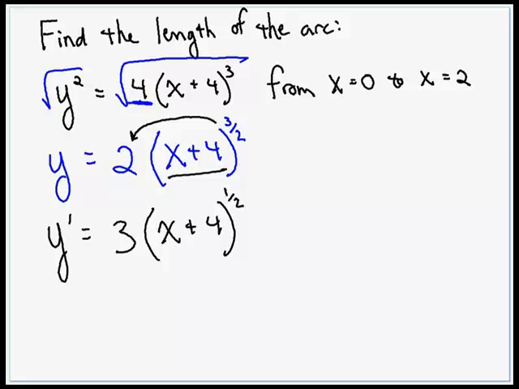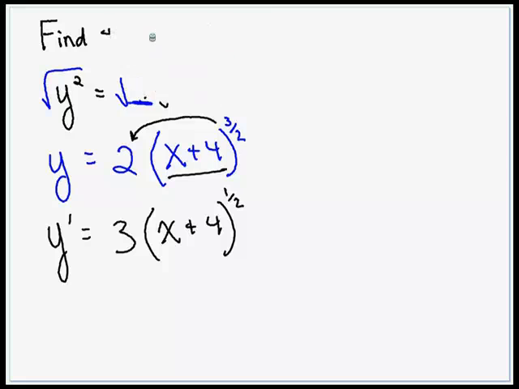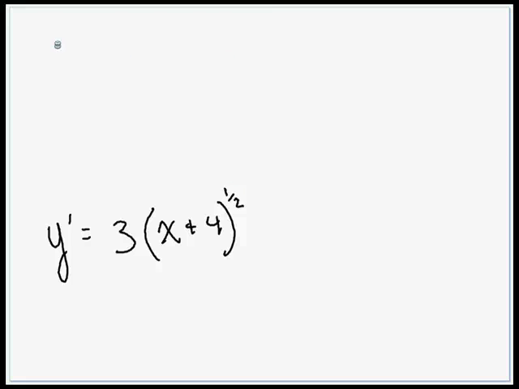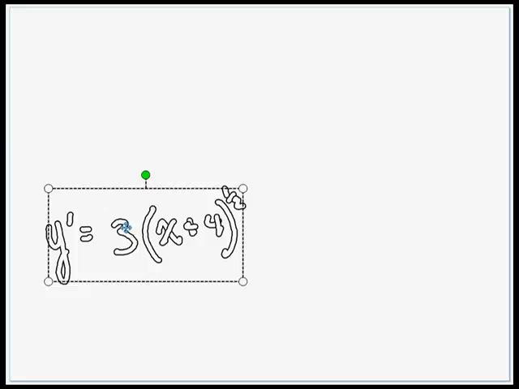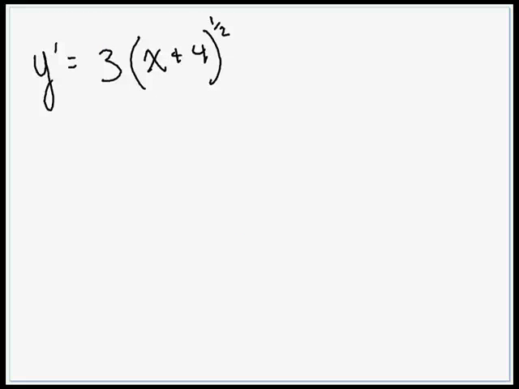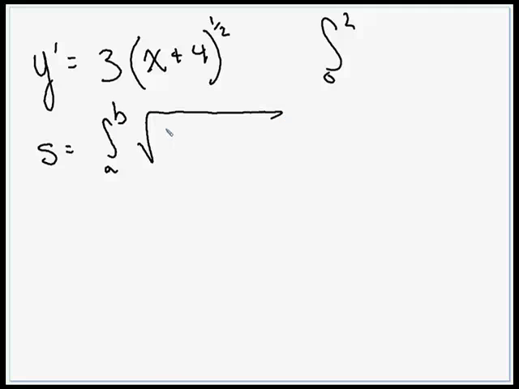I'm about to erase some stuff, so let's remember we're integrating from 0 to 2 on the x-axis. So here's our derivative, and we are going to integrate from 0 to 2. And let's write out the formula. S equals, we want our integral from a to b, and then the formula says we have a radical, and under the radical is 1 plus the derivative f prime of x quantity squared dx.